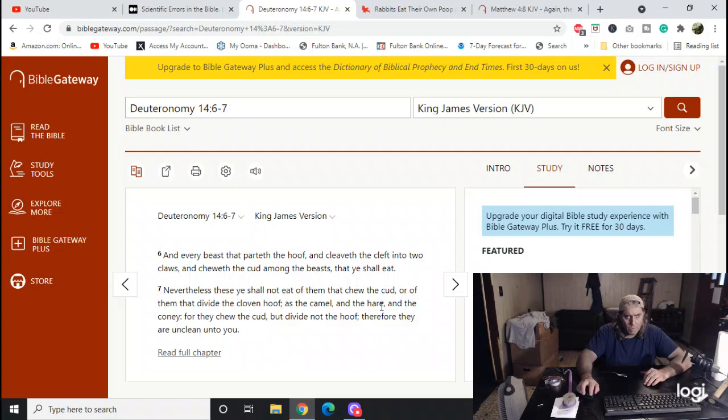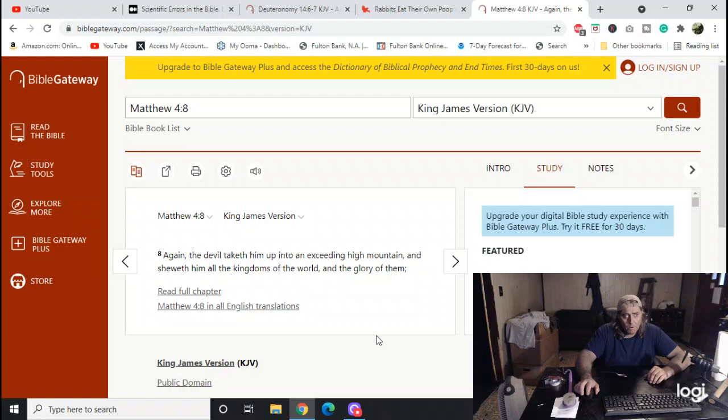The hare, which is a rabbit, and the coney are the same thing. I used to think the coney was a badger, because I heard that years ago. Or maybe I heard it wrong. But they used to call them the coney. All right. Rabbits don't chew their cud. They eat their feces. Okay. The next one.